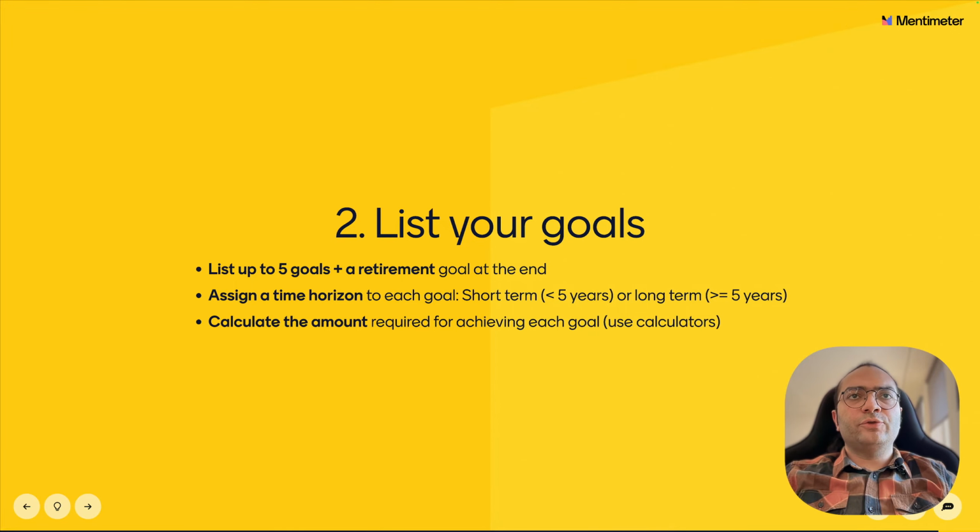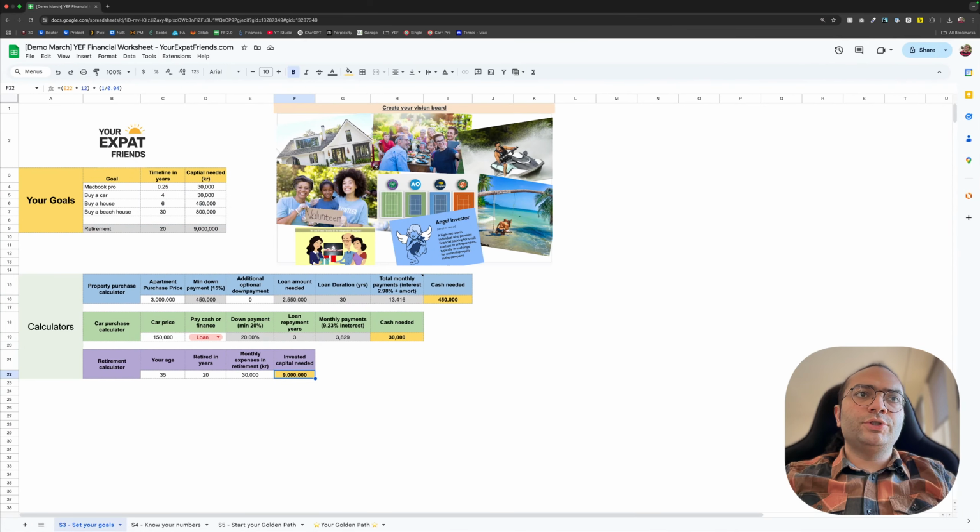Now that you have created your list of goals, your sheet should look something like this, right? You should have your own goals here, however many or few they are. And you should have an idea of what that vision looks like for you visually, and you should have some actual numbers here as well. I'm pretty sure that most of you are quite surprised by the number that you got out of your retirement calculation. This is an important topic. We're going to talk about this going forward.